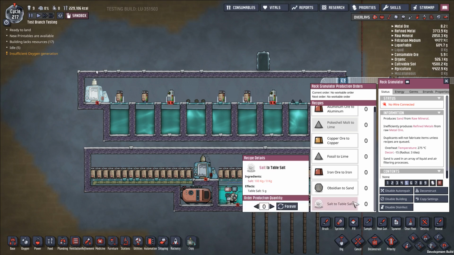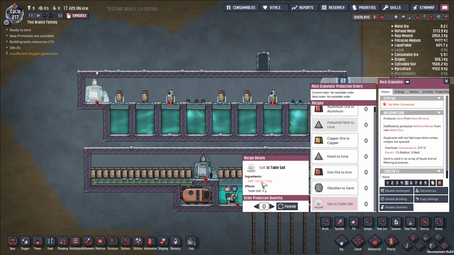The most straightforward of these changes is salt to table salt, because you're taking 100 kilograms of salt and converting it to 5 grams of table salt. So effectively what you can do is dump a bunch of heat into the salt and then just delete, more or less, the salt from the game by running it through a rock granulator. 5 grams is virtually nothing compared to 100 kilograms. This is a pretty straightforward and simple process.